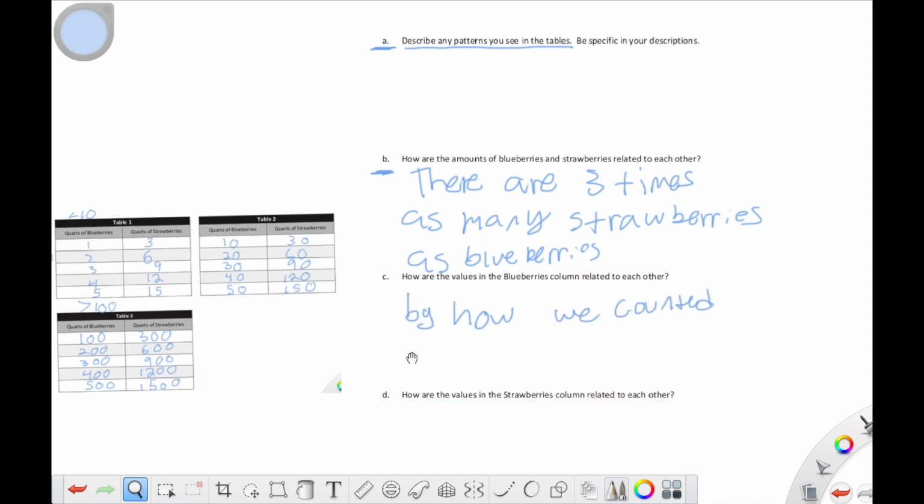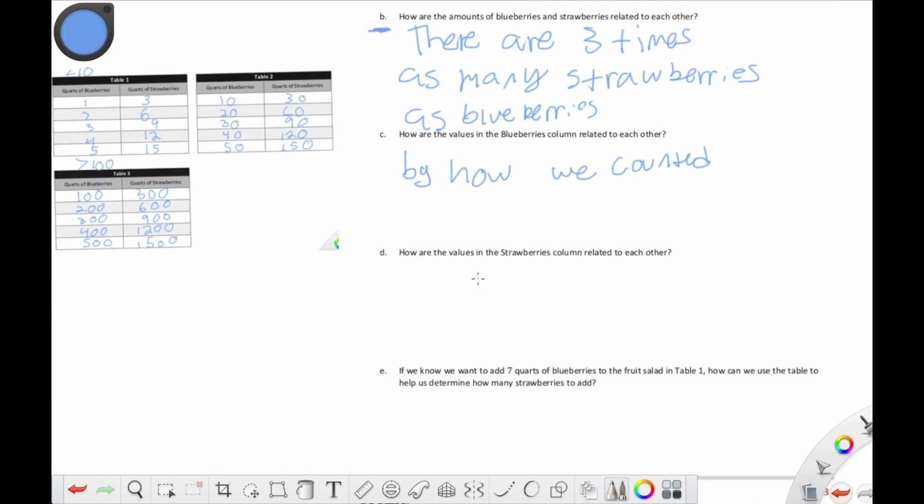Now D says, how are the values of the strawberry columns related to each other? Those are like counting by 3s. From here to here, we counted by 3. From here to here is 3. From here to here is 3. And from here to here, we're counting by 30s. Here we counted by 10s. Here we counted by 1s.